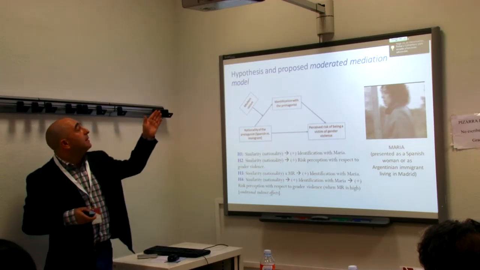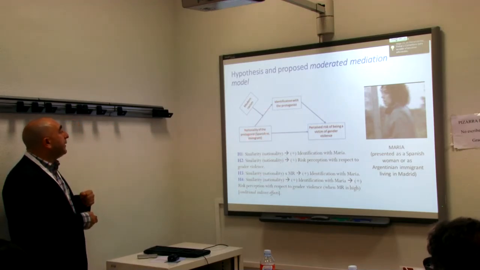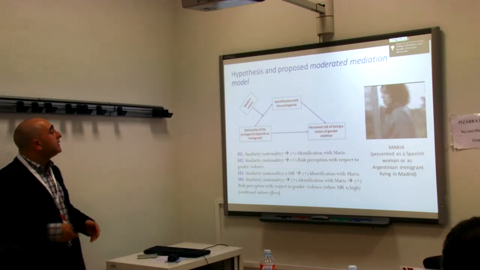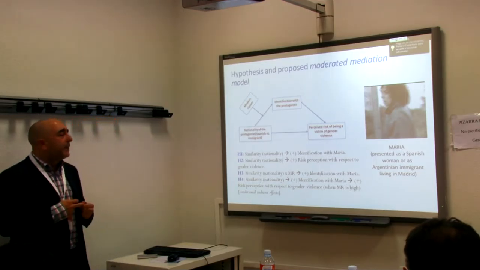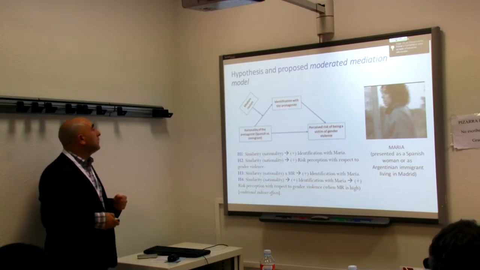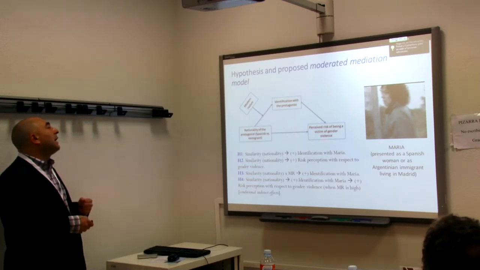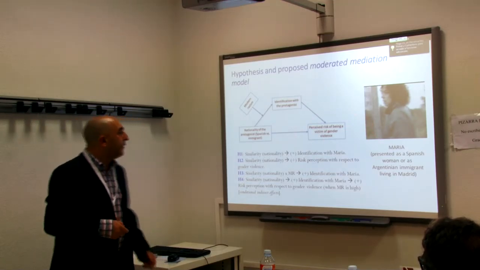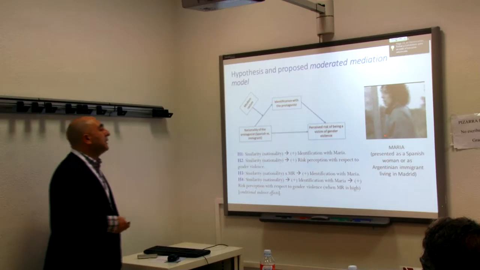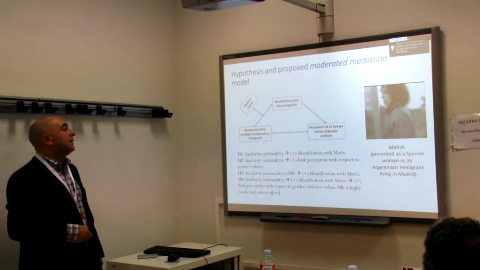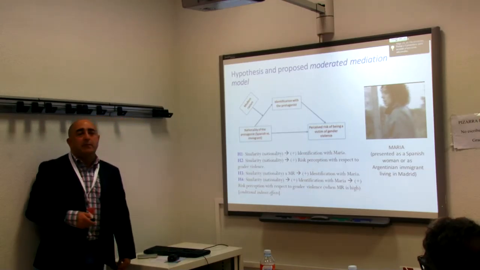We are proposing a moderated mediation model. As you can see, here is our independent variable, similarity in terms of nationality. We have one mediator variable, identification with the protagonist. We have one moderator variable, modern racism. And finally, we have our dependent variable, risk perception. Here's a picture from the audiovisual media we use. It's Maria, and Maria was presented as a Spanish woman or as an Argentinian immigrant woman living in Madrid.